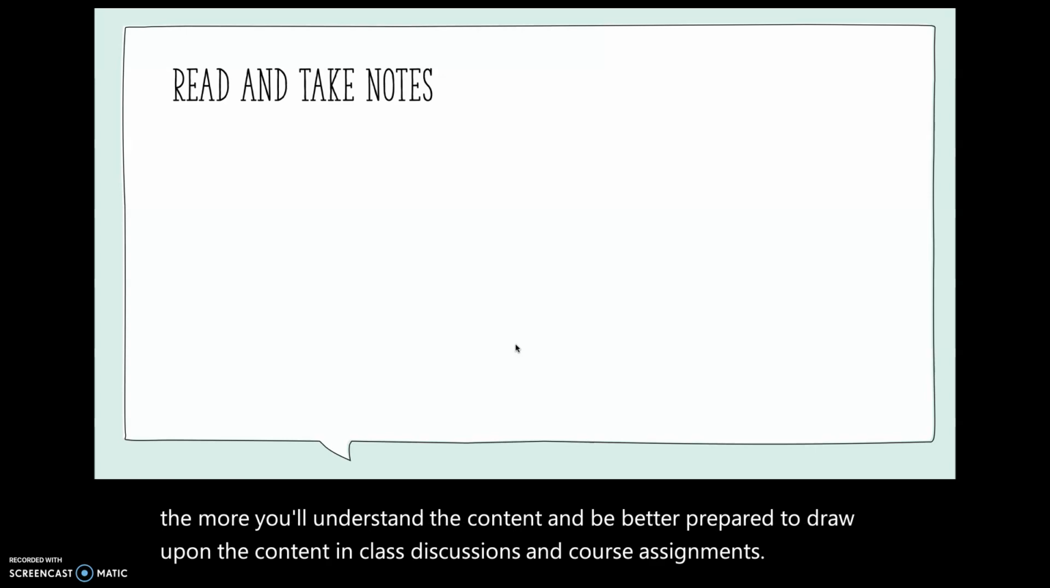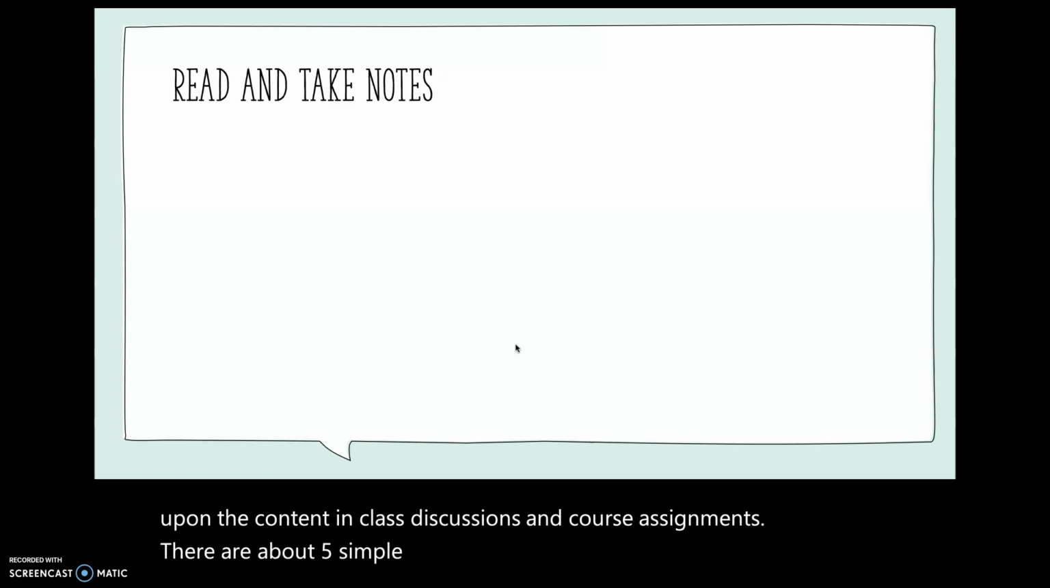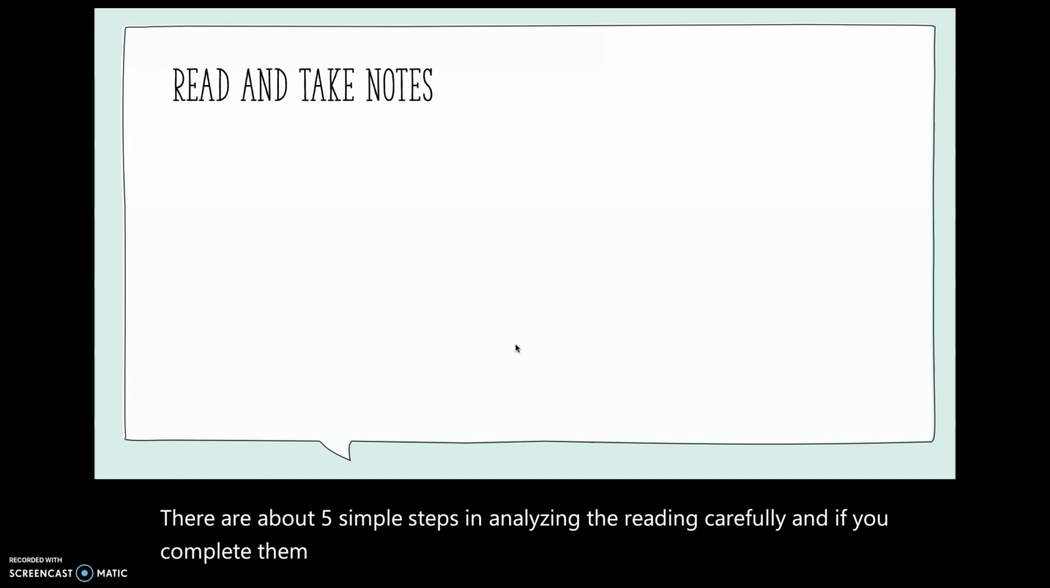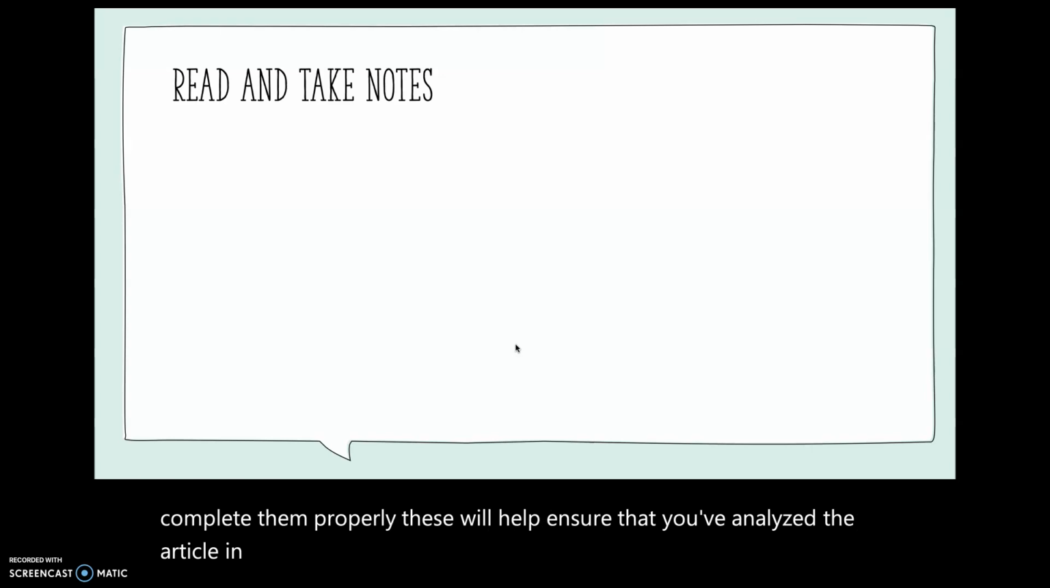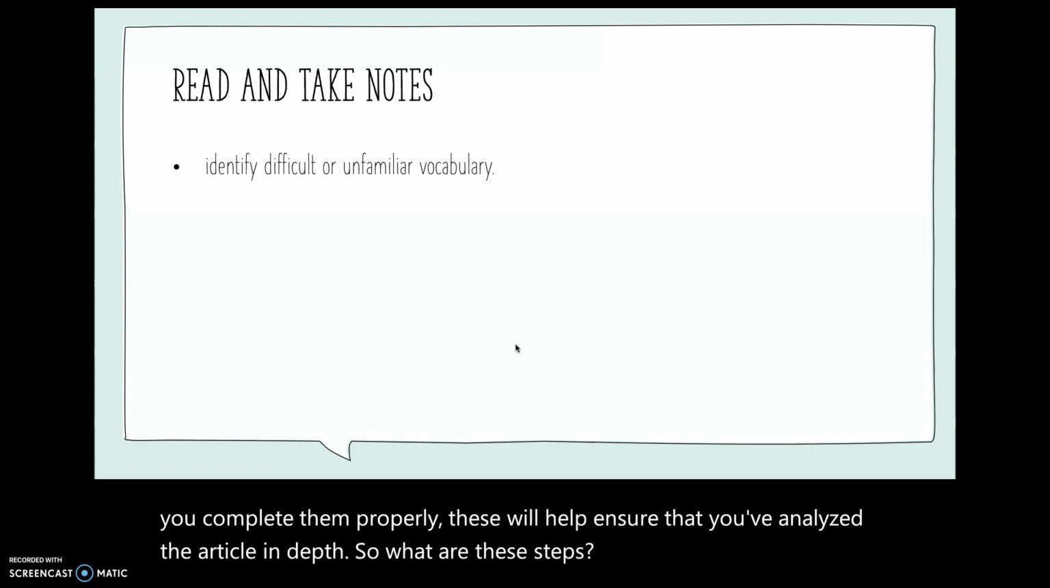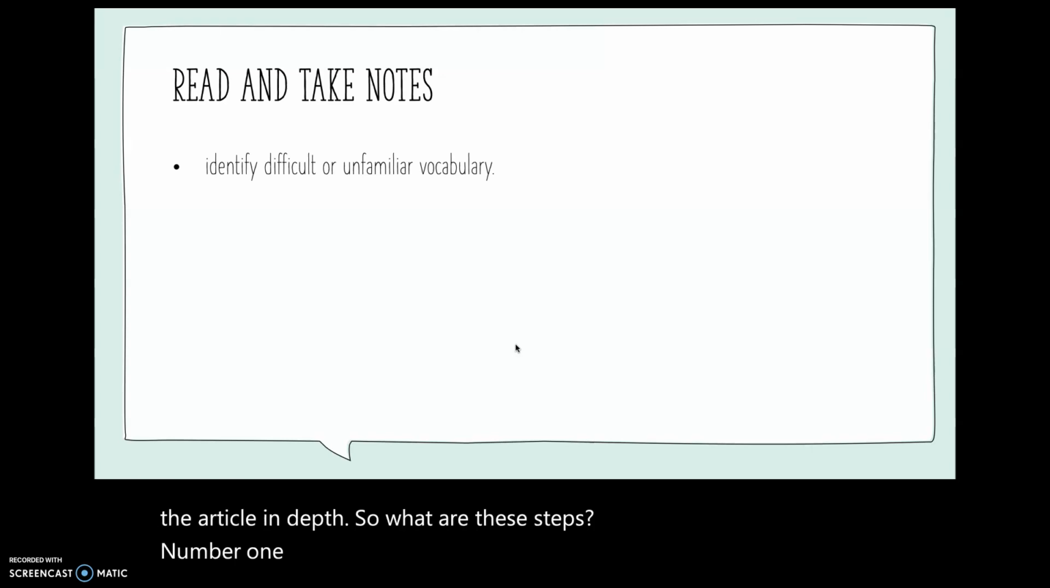There are about 5 simple steps in analyzing the reading carefully, and if you complete them properly, these will help ensure that you've analyzed the article in depth. So what are these steps? Number 1, identify difficult or unfamiliar vocabulary.